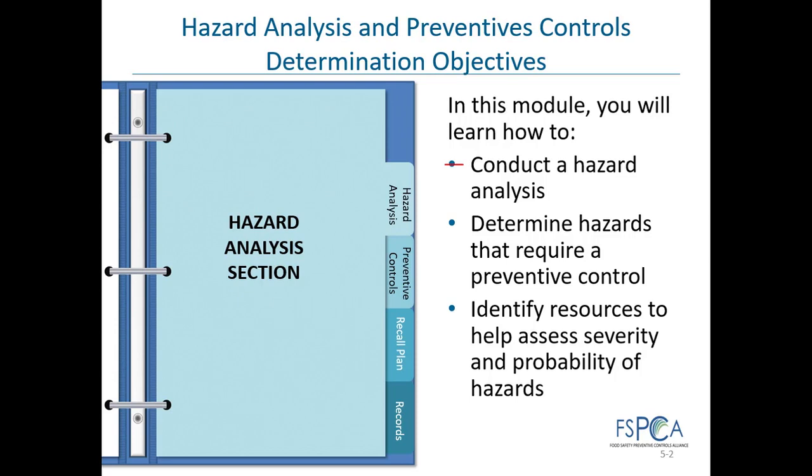We're going to look at how we determine whether hazards need a preventive control or not, and we'll also be identifying and talking about some of the resources that might help us figure out this process and make those decisions. These resources aren't going to be exhaustive lists. You may have some other resources that you're already using. Continue to use those as long as they are valuable resources for you, but if you're looking for some more to add to your list, we can talk about some of those resources that are available.